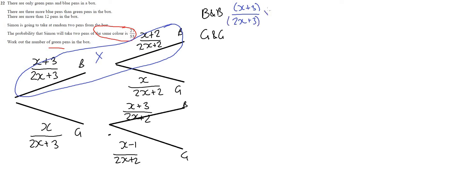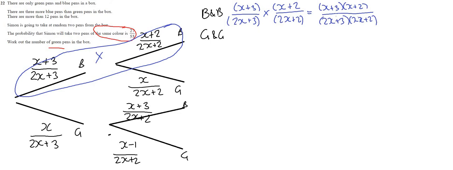We're going to multiply that by X plus 2 over 2X plus 2. Okay. And if we combine that, we will basically get just X plus 3 times X plus 2 over 2X plus 3 times 2X plus 2. Okay, because when we multiply fractions, it's top times top, bottom times bottom.